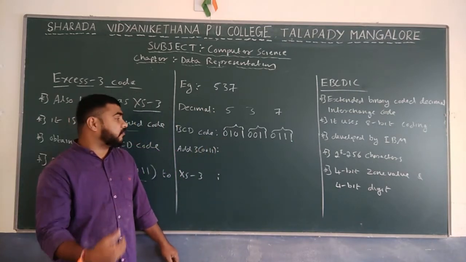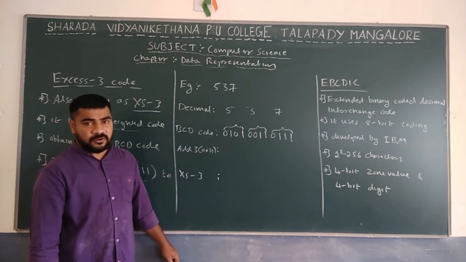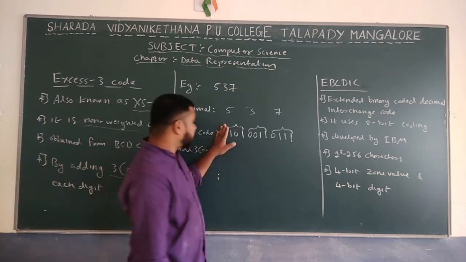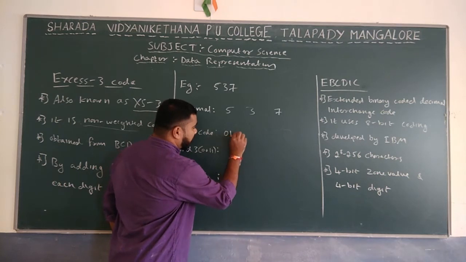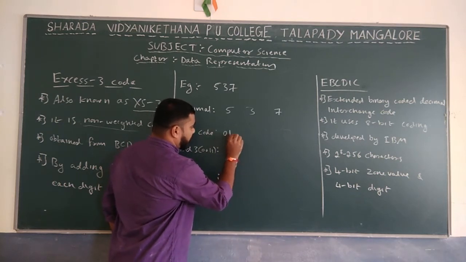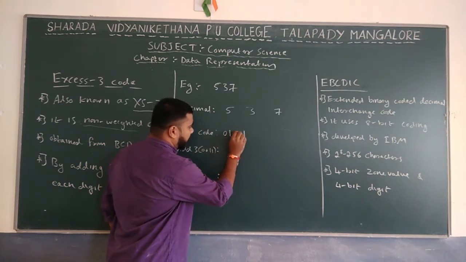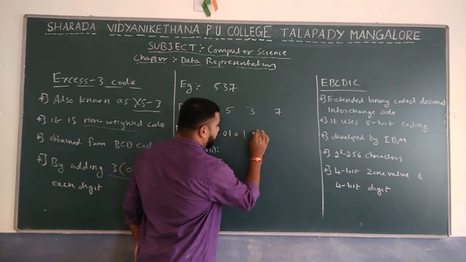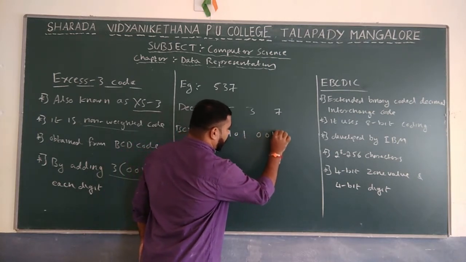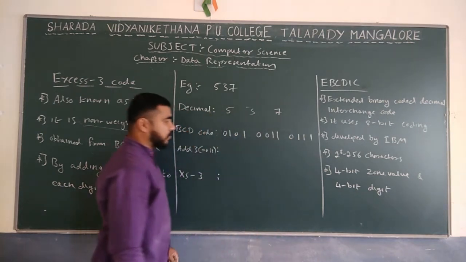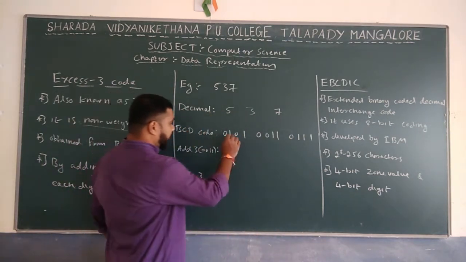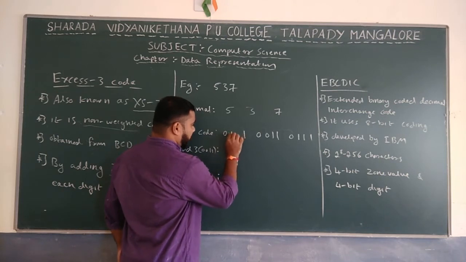So after finding the BCD code, what do you have to do next? Next step: first you have to find the BCD code here. So I write once again 0101 as the first number, the second one is 0011, and the third one is 0111. So I wrote the 3 numbers separately, giving spaces so that it is easy to understand.